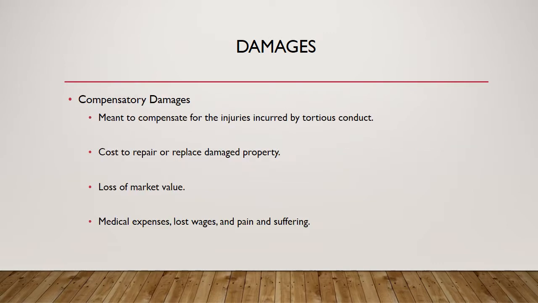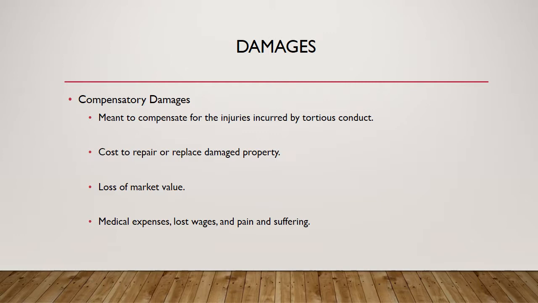So there are a couple of forms of damages that we do this. The most common one is compensatory damages. Just like you would expect, it's meant to compensate for the injuries and harm that's incurred by the tortious conduct. This is that making you whole principle. So compensatory damages include things like the cost to repair or replace property damage. So if you've got damage to your property, you could find out what it's going to cost to repair that.